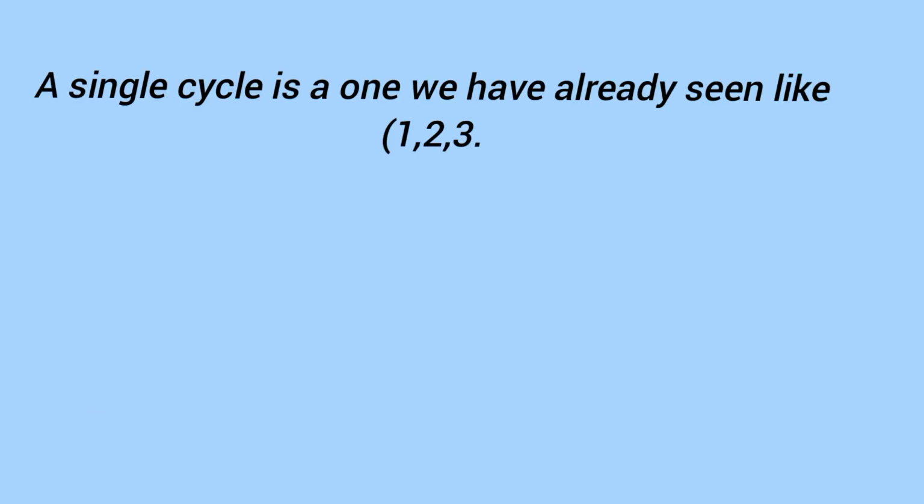Let's talk about different types of cycles. A single cycle is the one we have already seen, like (1 2 3). This represents a permutation where each element moves within a closed loop.